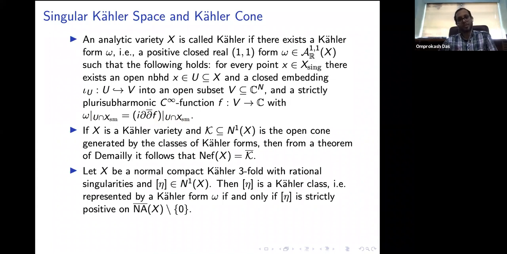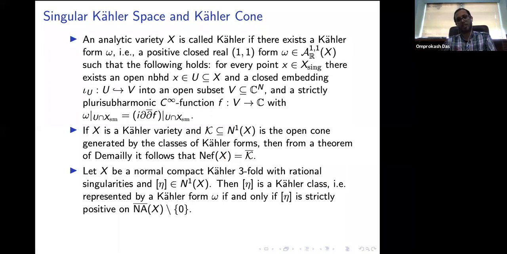So in this definition, let's say X is a Kahler variety. And by the way, if X turns out to be smooth, even if X is a smooth analytic variety and you define it this way, this is still going to be the usual Kahler manifold. So this is a good generalization of the Kahler definition. If X is a Kahler variety, let K inside N upper one of X be the cone generated by all classes of Kahler forms. Then from a theorem of Demailly, it follows that the nef cone of X is the closure of the Kahler cone.